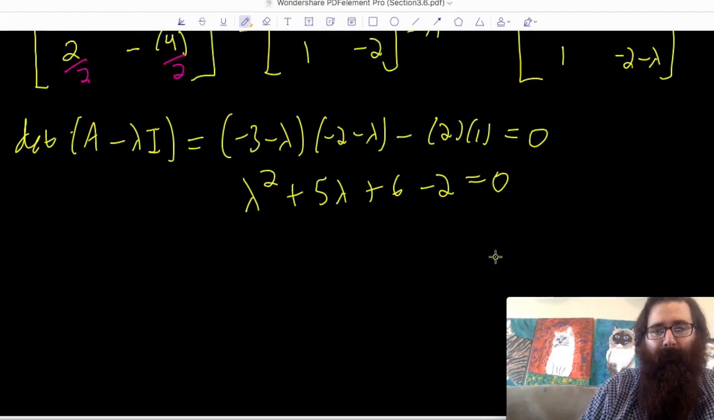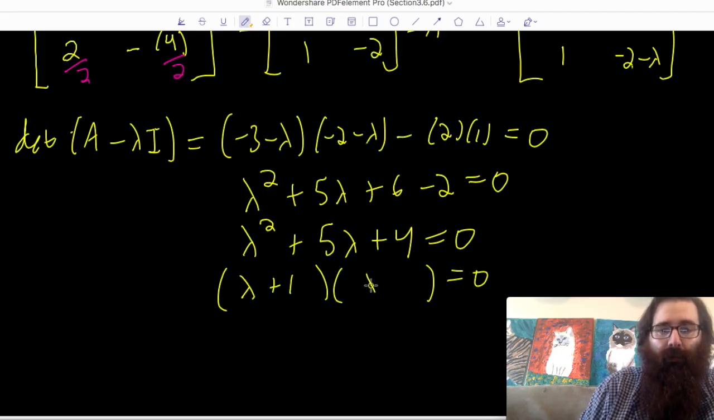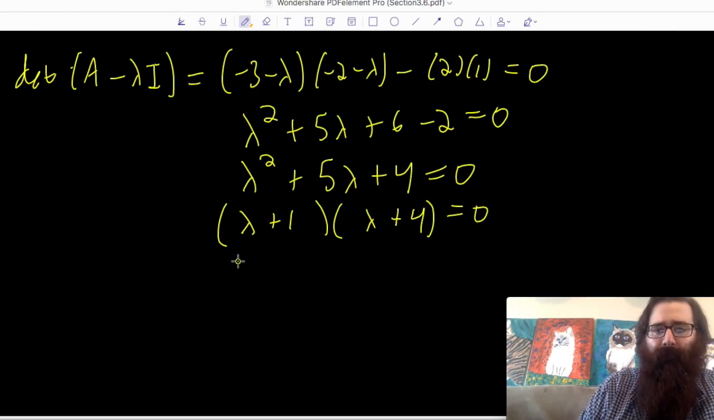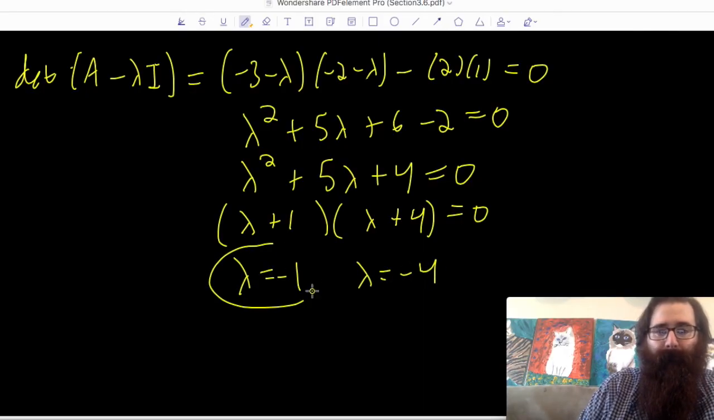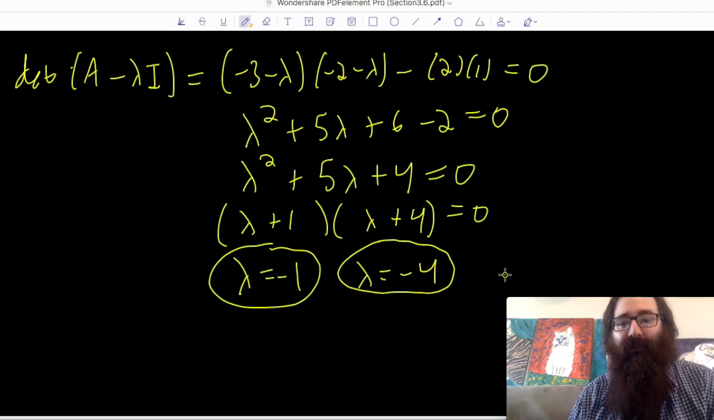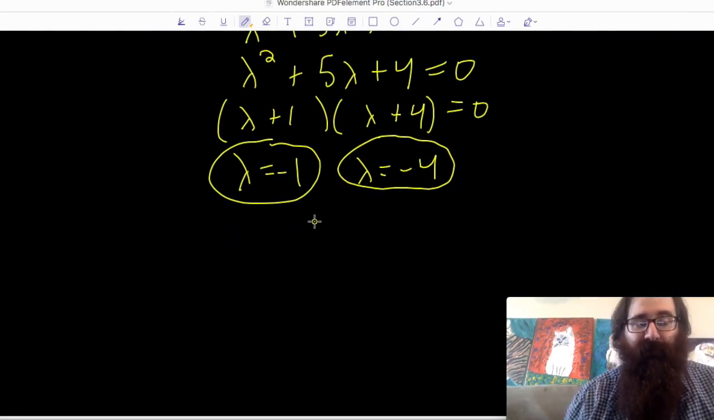But then if I go ahead and collect my like terms, just the constants at the end, lambda squared plus 5 lambda plus 4 equals 0. And this will factor into lambda plus 1, lambda plus 4. So here we get eigenvalues of lambda equals negative 1, lambda equals negative 4. Remember, though, that these are actually squares of what should be in the exponents for our exponential functions. So these are actually going to behave as frequencies.